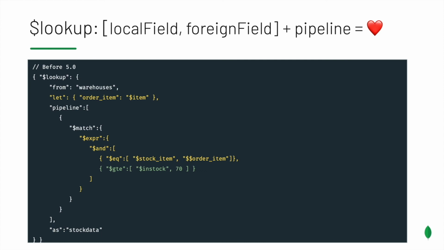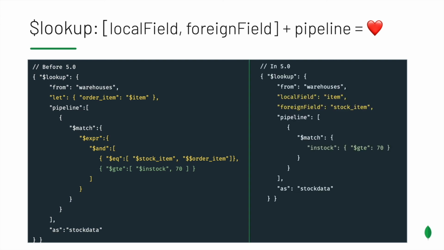Then there is addition to the lookup syntax. If you use lookup, you probably know that if you want to add pipeline on the collection that you look up from, you will also have to have the expression for local and foreign fields in that pipeline. Now you don't need to do this. If you match local field and foreign field as an equality, you can keep them as simple definition here and only have more complex logic as part of the pipeline.